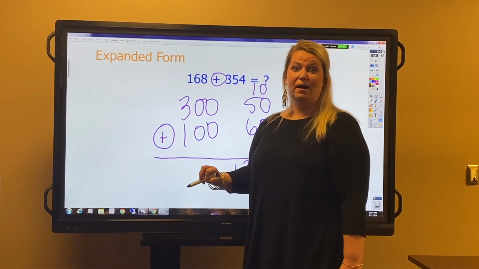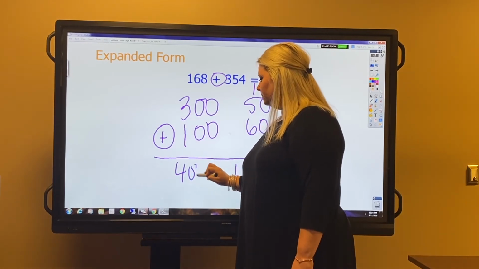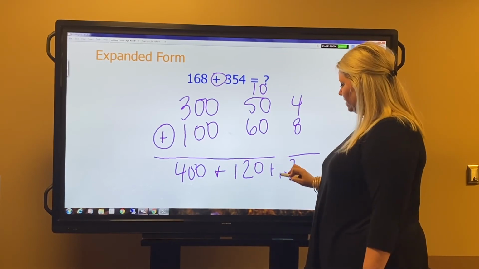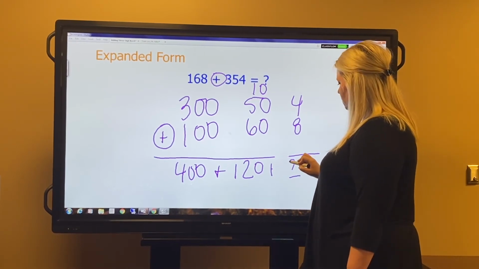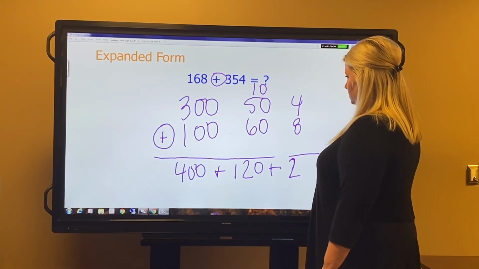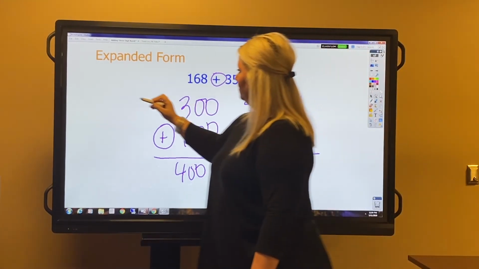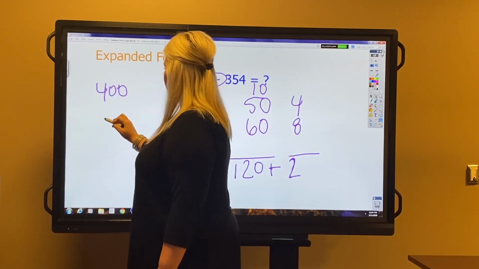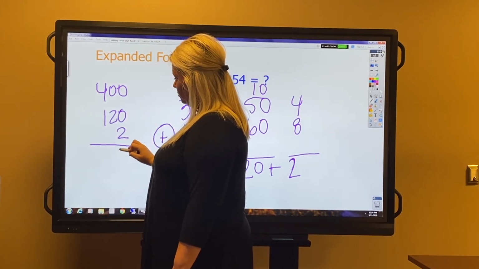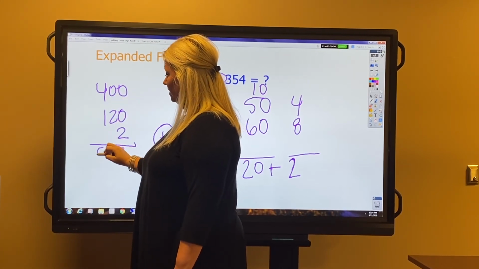Then I'm going to add my hundreds place. 300 plus 100 is 400. Now I'm going to add all of these numbers up. I'm going to erase this 1 from right here because I don't want it to confuse me, because I already regrouped that number. So I'm going to add all of these numbers up, and I'm going to have 400 plus 120 plus 2. Bring straight down, 2. 0 plus 2 is 2. 4 plus 1 is 5.